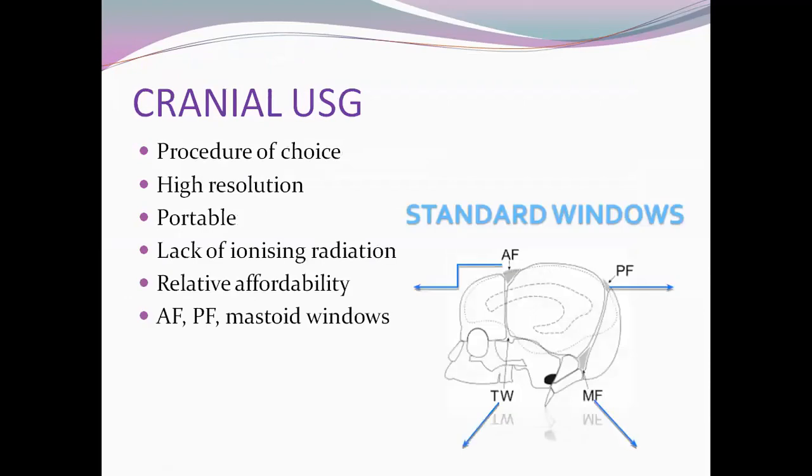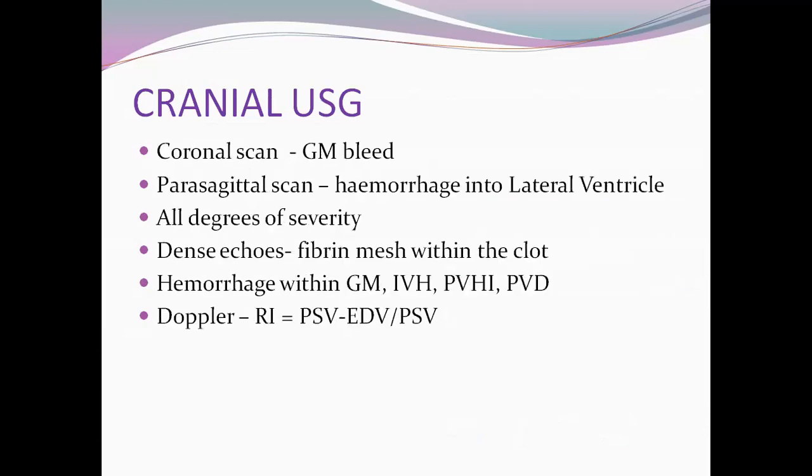Cranial ultrasound is the procedure of choice as it has high resolution, it is portable, there is a lack of ionizing radiation, and it is relatively affordable. And the common windows include anterior fontanel, posterior fontanel, and mastoid windows. And with the coronal scan, we can identify the germinal matrix bleed. And with the parasagittal scan, we can grade it based on the hemorrhage extending into the lateral ventricle.